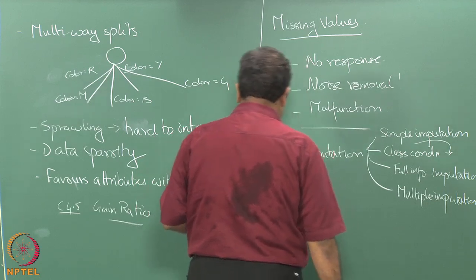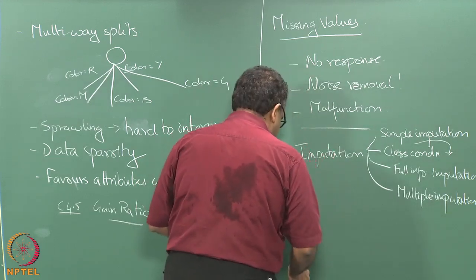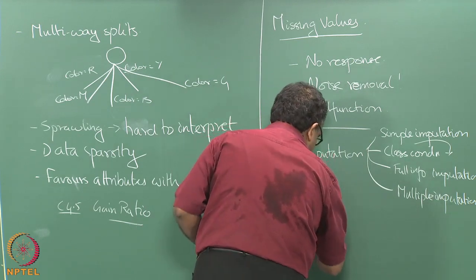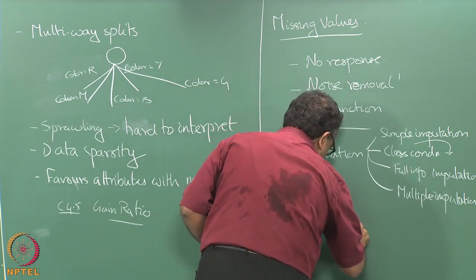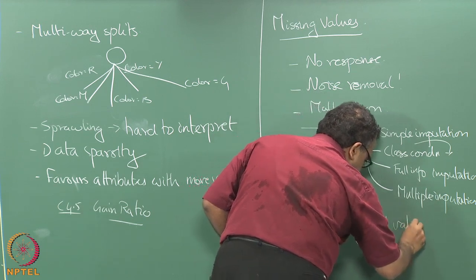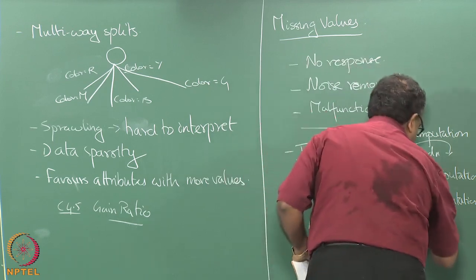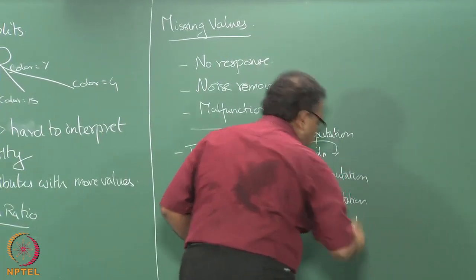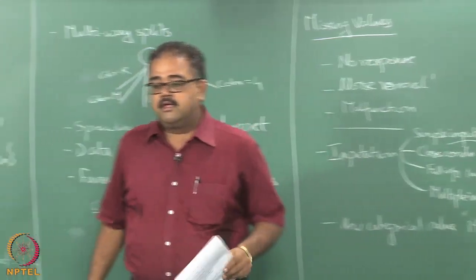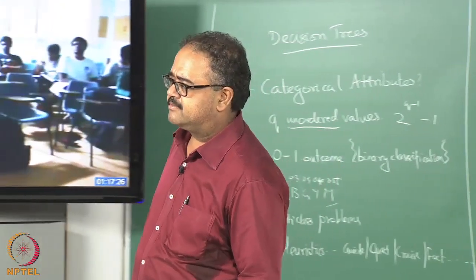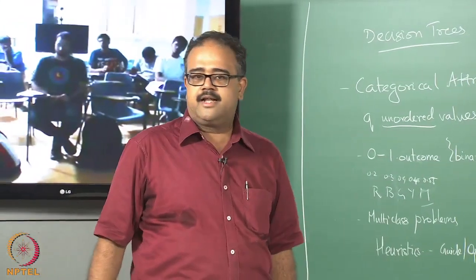Right. Okay, so imputation is one. There is another way to handle this. I just introduce a new value for the variable, and I will call it missing.